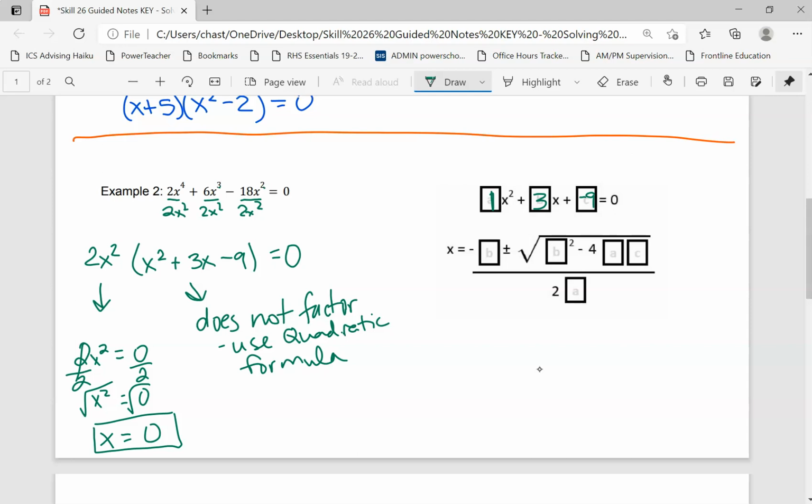Because my a is 1, I'm going to plug in a 1 where I see the a's. Since my b is 3, I'm going to put 3's for my b's and negative 9 for my c. And I'm going to simplify this out. So we get negative 3 plus or minus. I'm going to go out to the side and work out the square root part. 3 squared is 9, and I have 2 minus signs, 9 times 4 is 36. When I add those, that's 45.